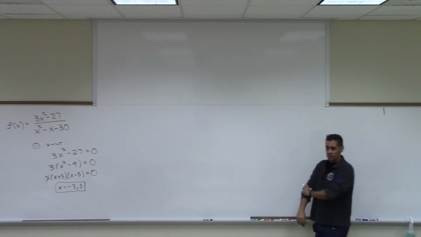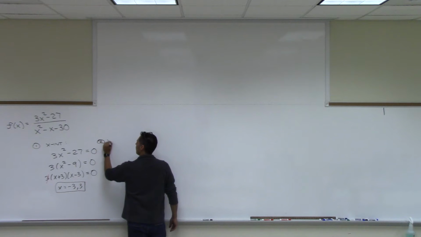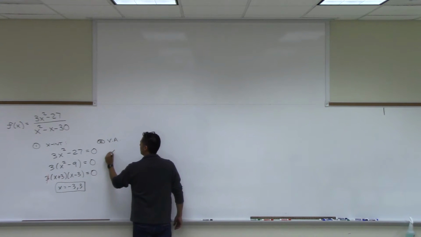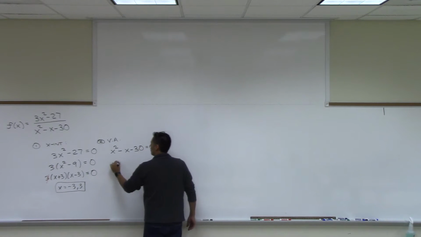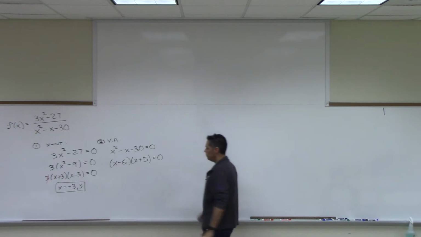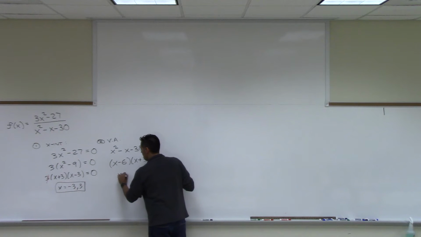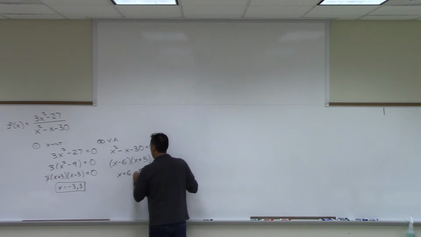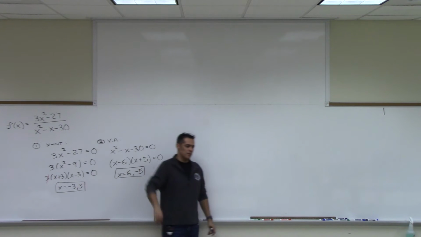Two x-intercepts. Okay, verticals. Set the denominator to 0, right? All right, factor that. I made it factor, x minus 6 times x plus 5. Your two verticals are 6 and -5. That means I have 2 of these and 2 of these. I have 5 test points, right?